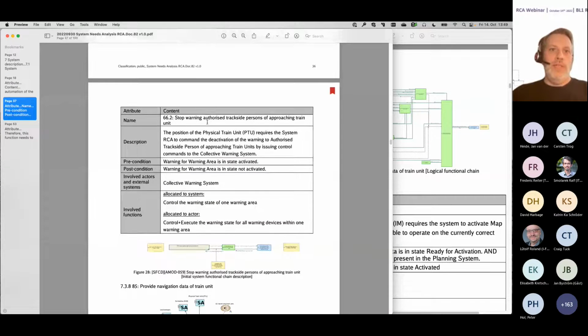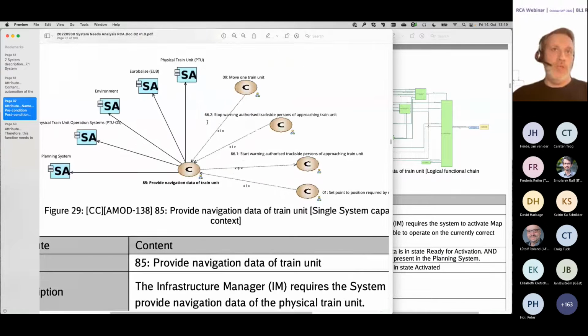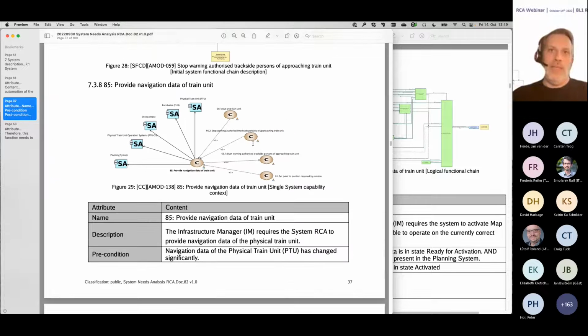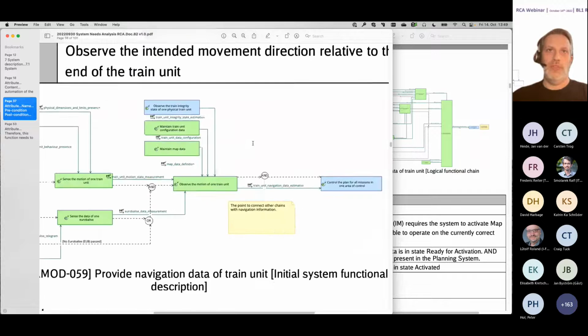is, I zoom out a little bit, the definition of the system capabilities in terms of services. So you have a system capability, for example, here, provide navigation data of one train unit. That's where is my train and what it's doing, right? And we have the list of the actors that are relevant to the system capability, also which other system capabilities depend on the system capability. And then we have, again, a table describing things like the pre and post conditions, but that's not what I want to focus on. I want to focus on how we express it in terms of system functions.